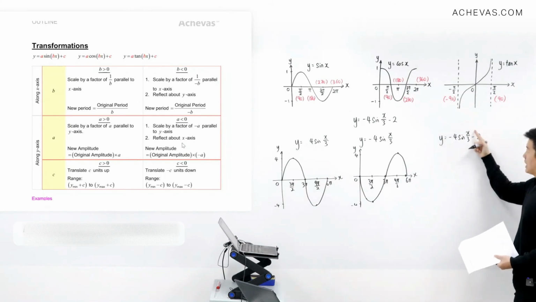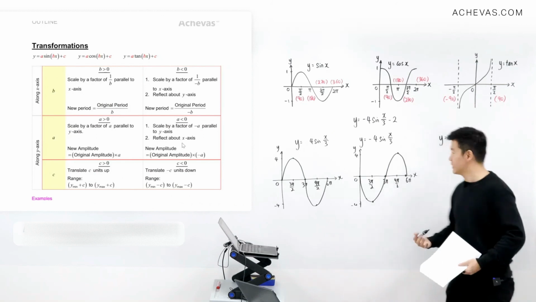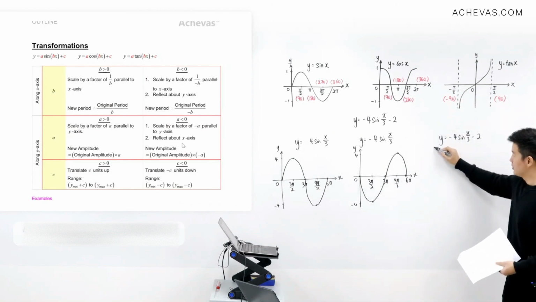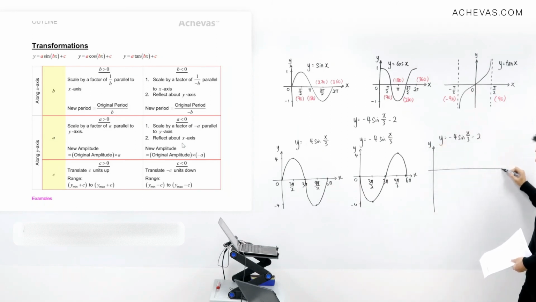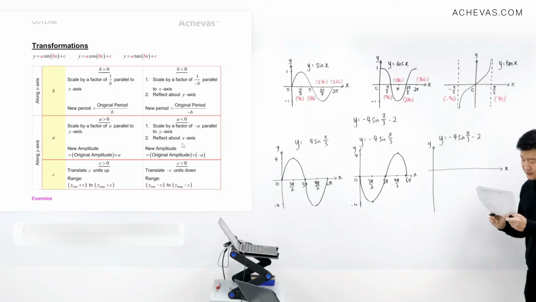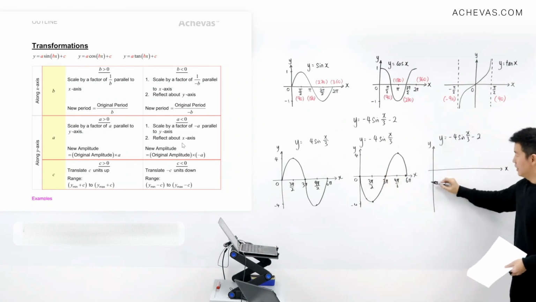And then finally, minus 2 will cause this graph to be translated by 2 units downwards. So my final graph is going to be like this. The y-axis, the x-axis. I'm going to translate the middle line down first, and that will be at minus 2.